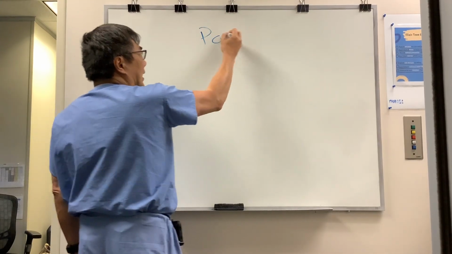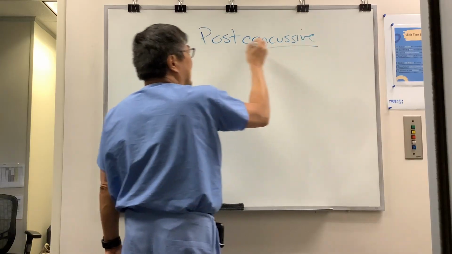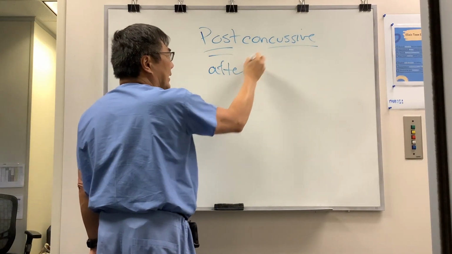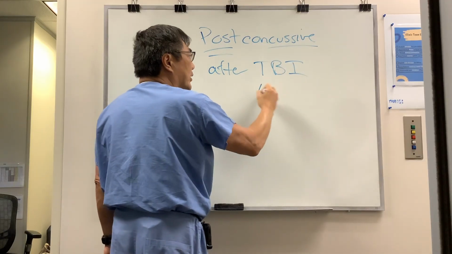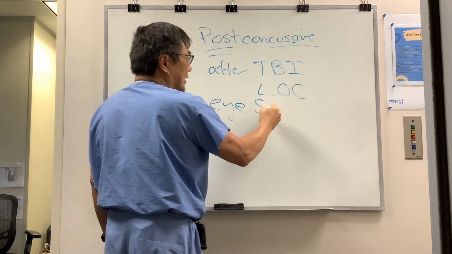So we're going to be talking about the eye findings in post-concussive syndrome. As the name implies, it's post because it's after you have a concussion. So after a traumatic brain injury, with or without loss of consciousness, patients might have eye symptoms and signs.